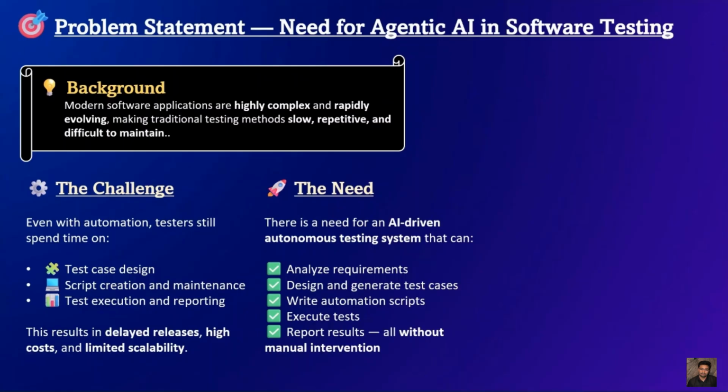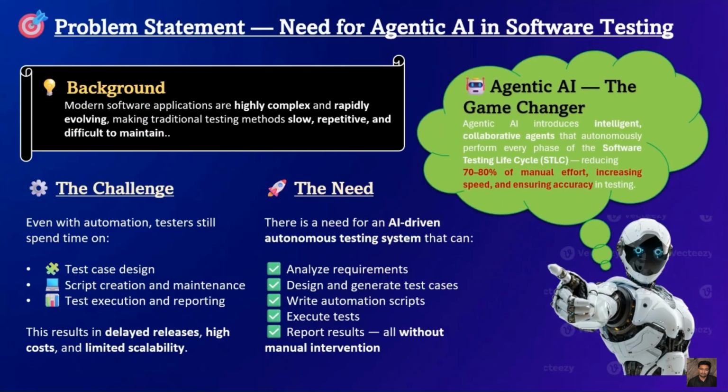Even within automation, testers still spend a lot of time designing the test cases, writing the test scripts, and handling execution as well as reporting. This delays the release process and leads to higher cost and limited scaling. That's why there is a need for AI-driven autonomous testing, one that can analyze the requirements, design the test cases, write the test scripts, execute those test scripts, and generate the report with minimum human intervention. And that is possible with the help of Agentic AI.